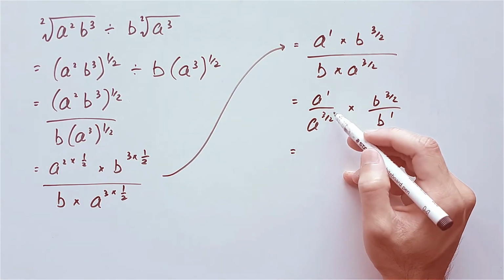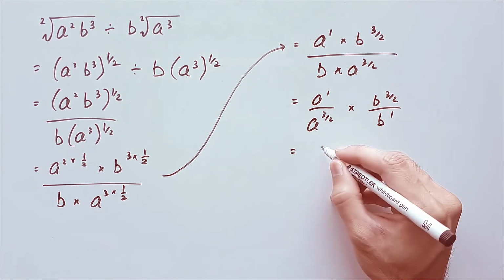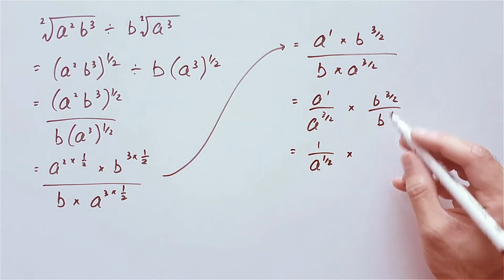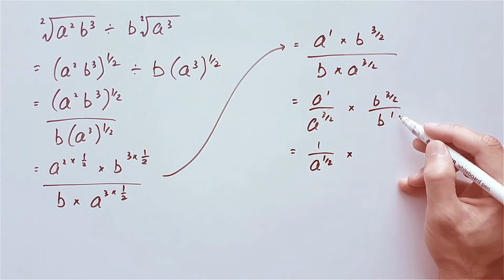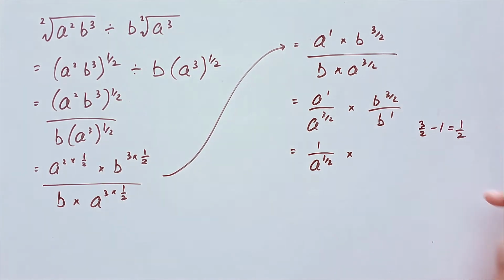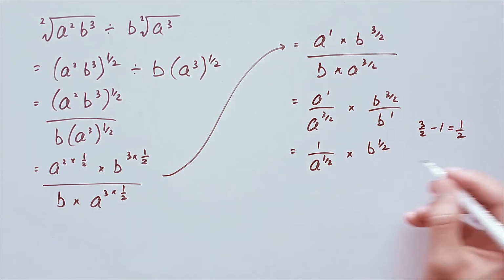And the difference for a is 1 on 2, being that the one underneath is bigger. So we can say 1 over a to the 1 on 2 times b. b is bigger on top with the difference of 1 on 2 because 3 on 2 minus 1 is just 1 on 2. So that's going to be b to the power of 1 on 2.